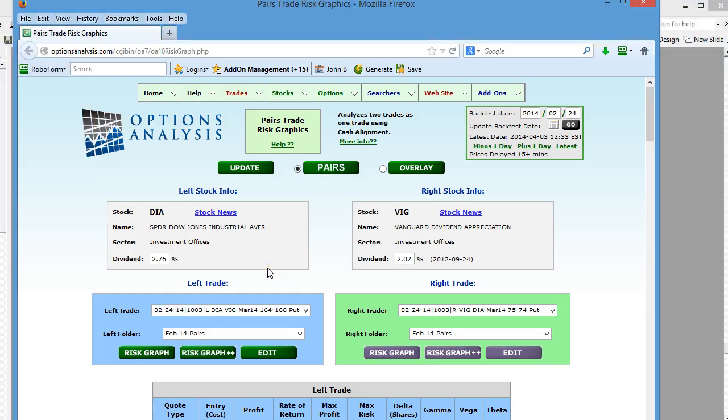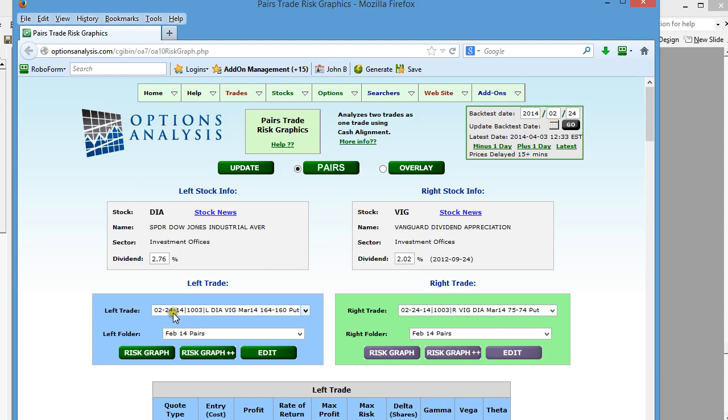When you get into your risk graph, the upper green button here, instead of saying update, will say save. Verify that your left folder and right folder are the same chosen folder, which in my case is a folder I've called the February 14th pairs, and click the save button. When you do so, the web page will update, and those two left and right trades will be saved, and they will be saved connected, and they're connected by the way they've been named.